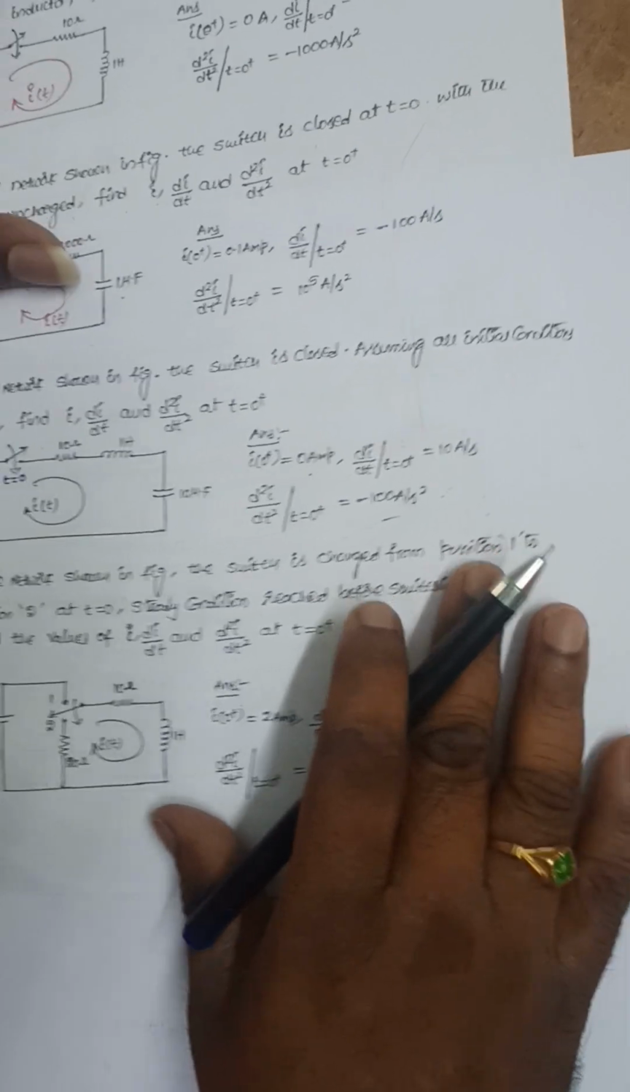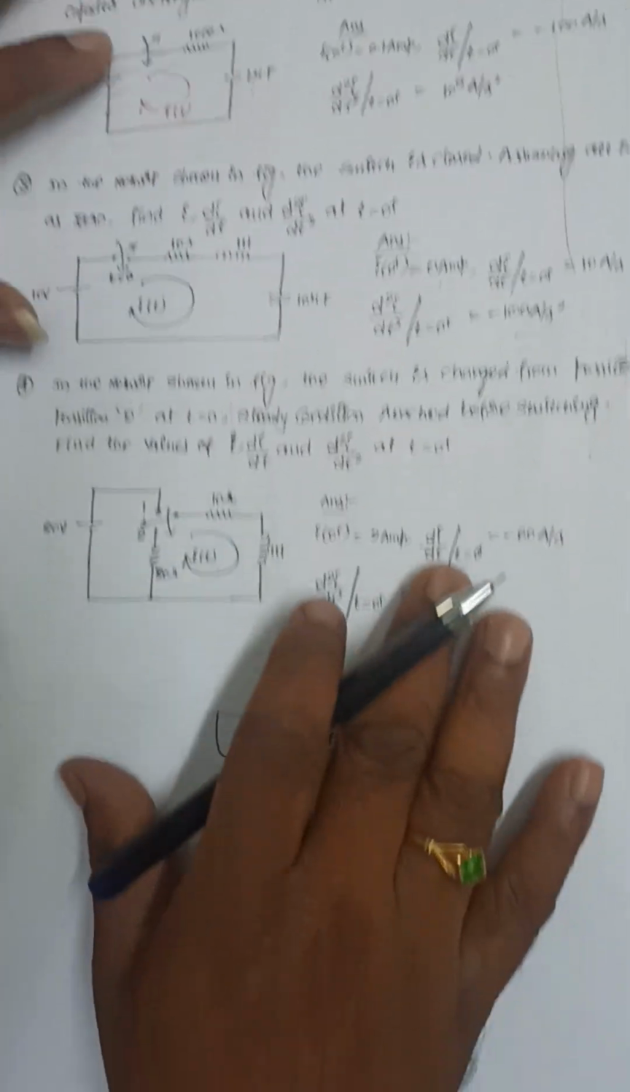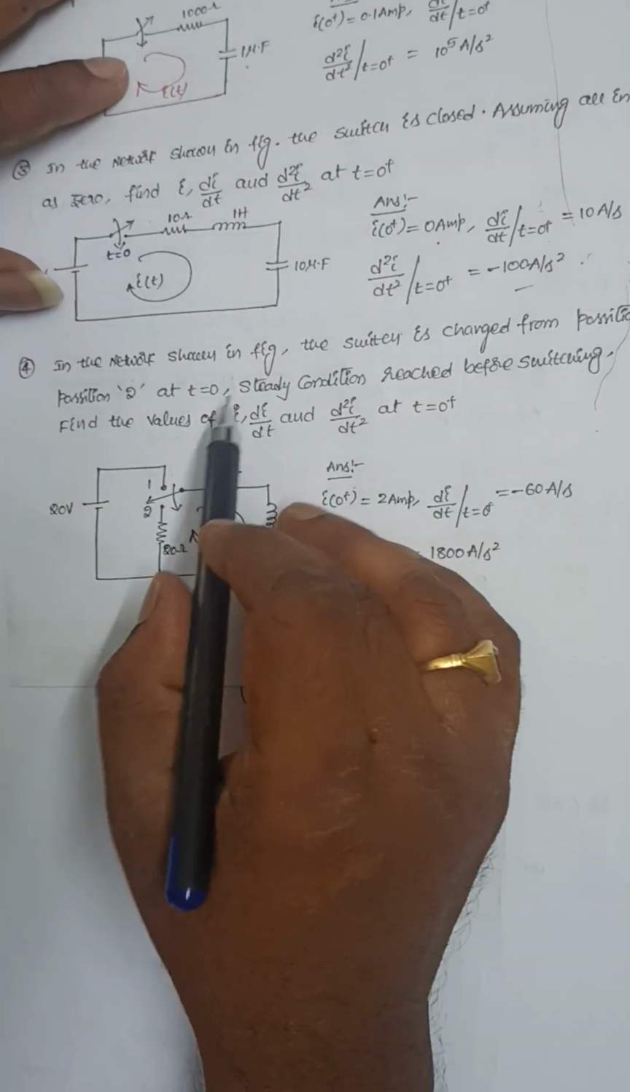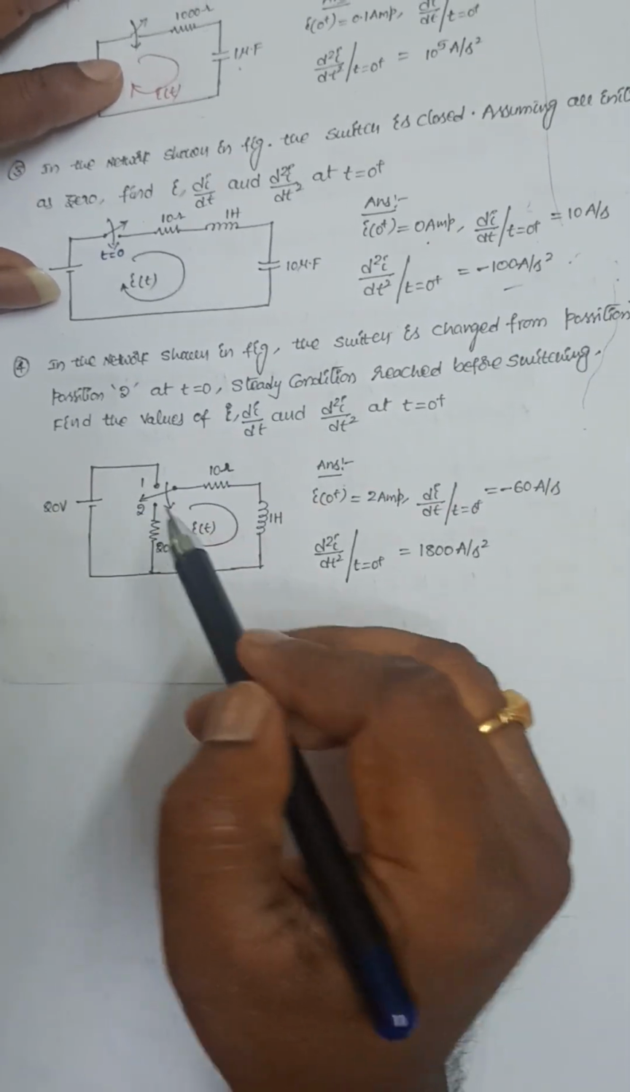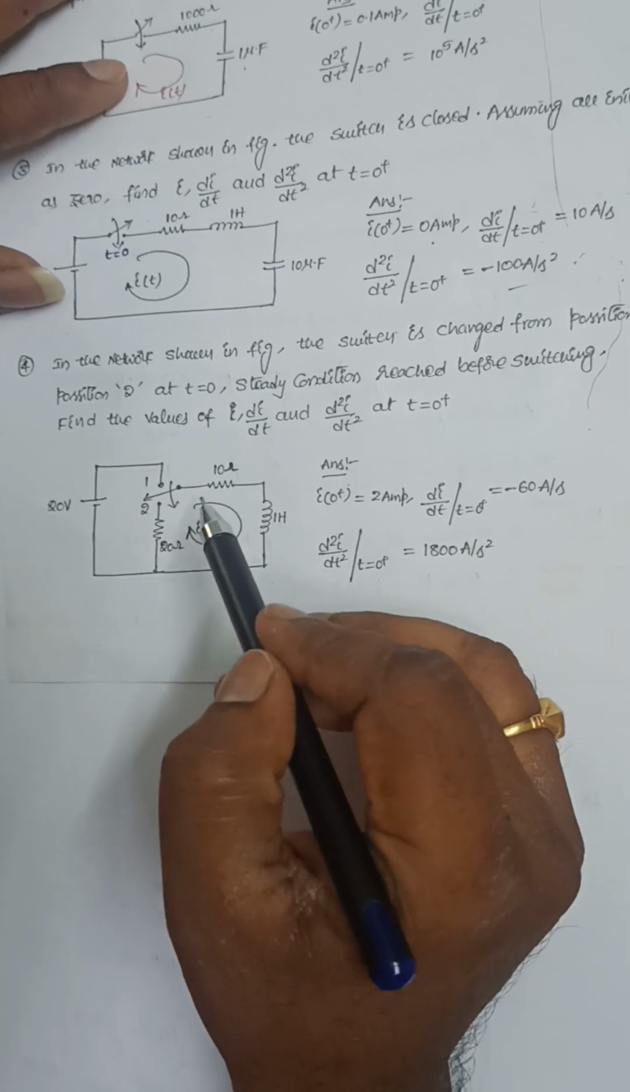Next, fourth question. In the network shown in figure, the switch is changed from position 1 to position 2 at t is equal to 0.